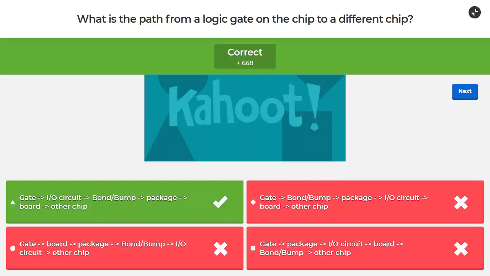So we can see that our correct answer was from a logic gate through an I/O circuit, through a bond or a bump, to a package, to the board, and finally arriving at another chip.